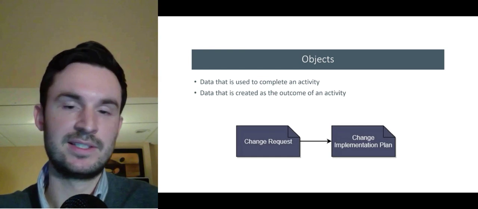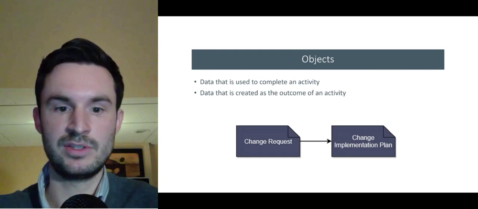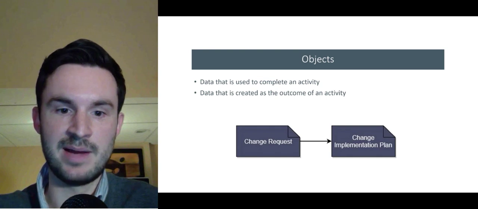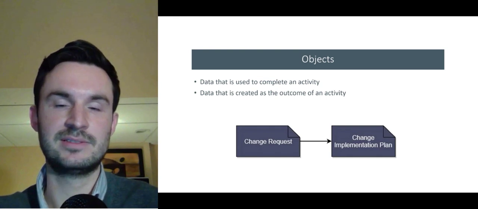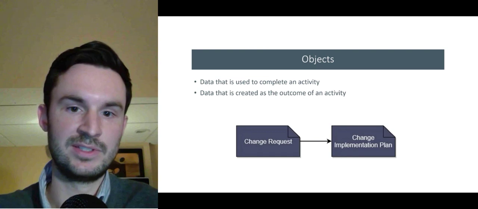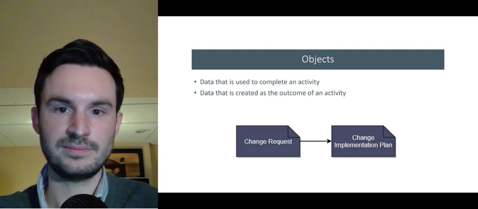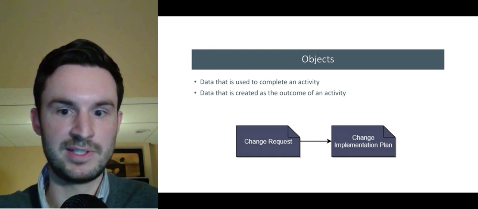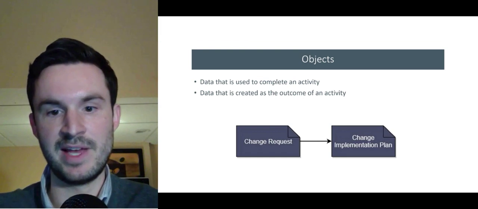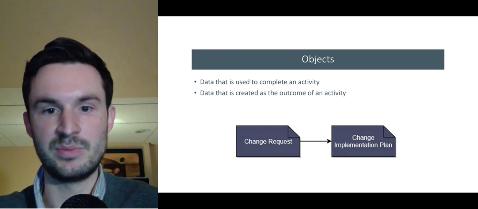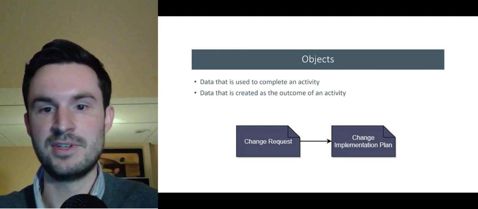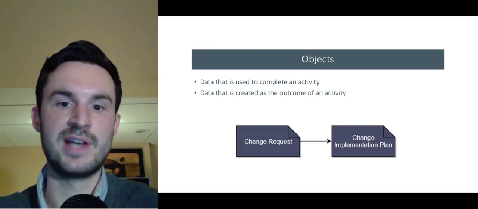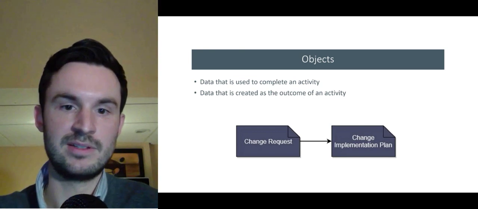This might be an Excel document. Maybe you're using a formal change management system. Either way, you have this object of bundled together data that when it's displayed to an end user or displayed to anyone in the organization, they would consider it a change request. And then on the flip side of that, we have the change implementation plan, which again is something that's bundled together attributes to form this artifact or this object that's used within the process.